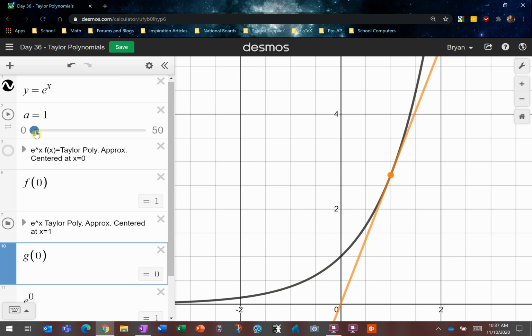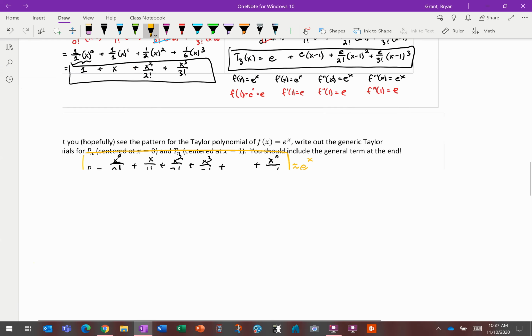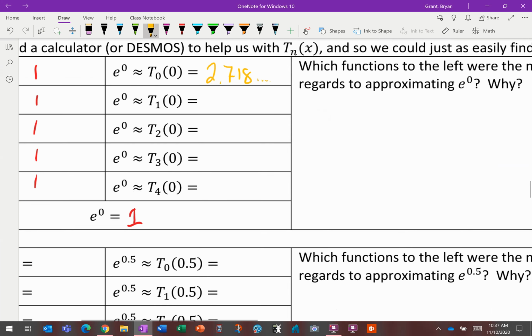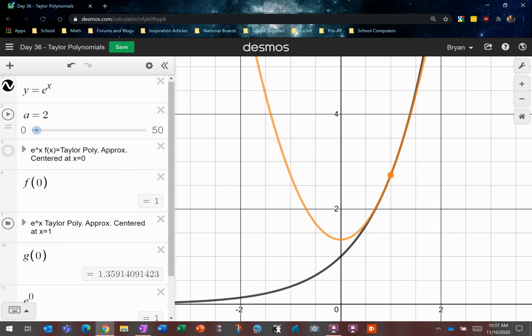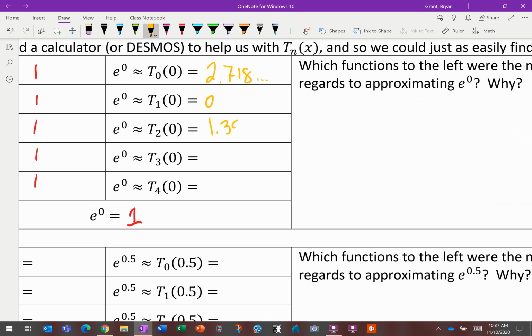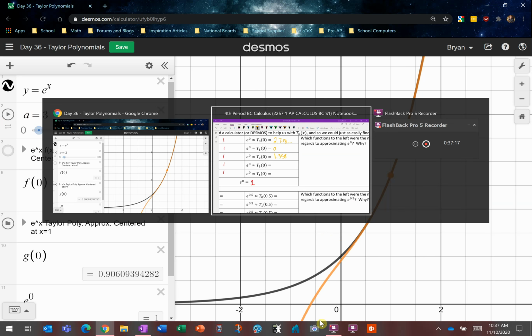What happens if I go out 2 terms? 1.359. I should probably record these down below. I have Desmos to do it for us. So we got 0. If we use the next one, we get 1.359. If I use the third and the fourth, here is the third degree, 0.906.